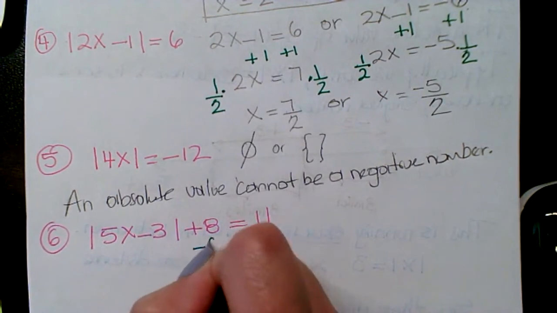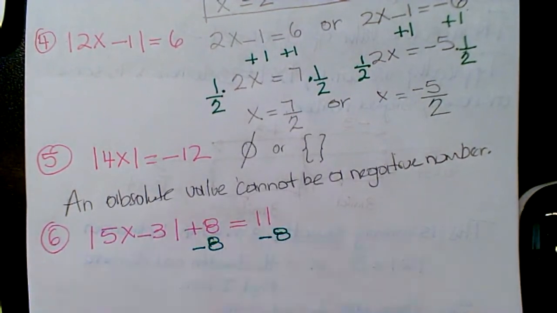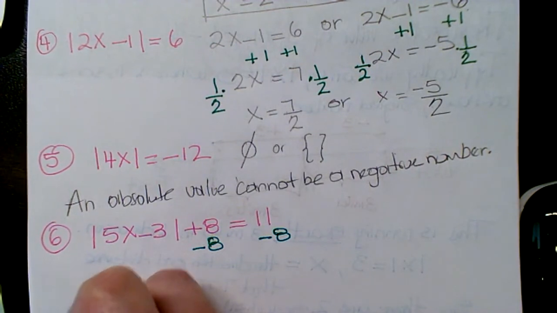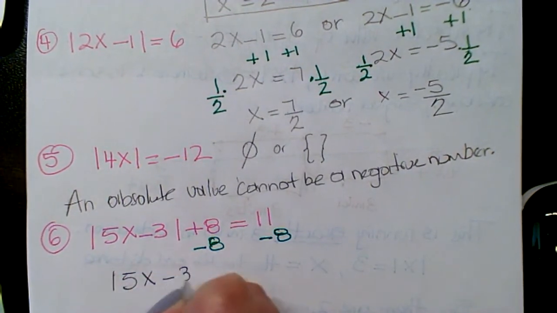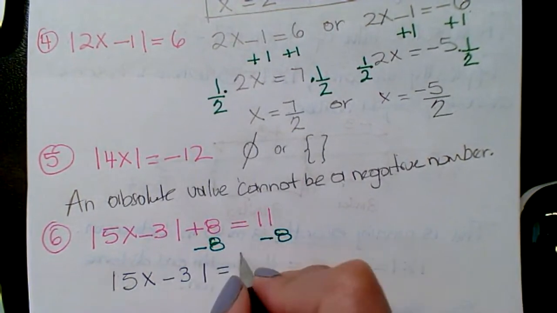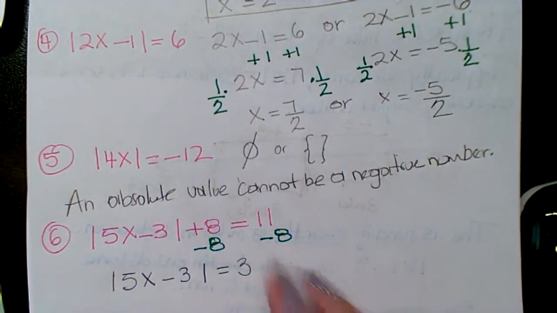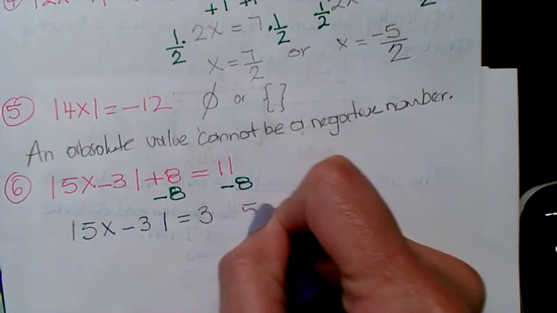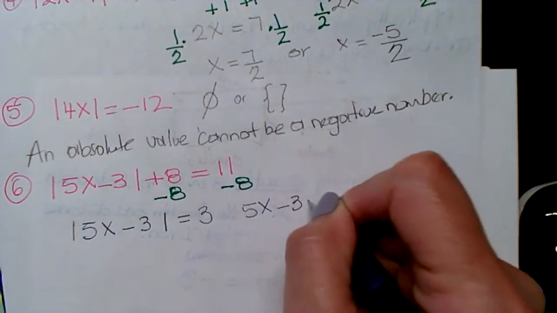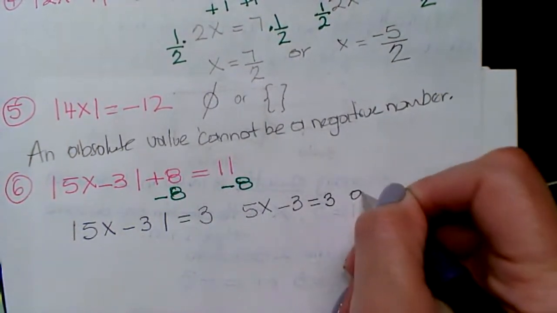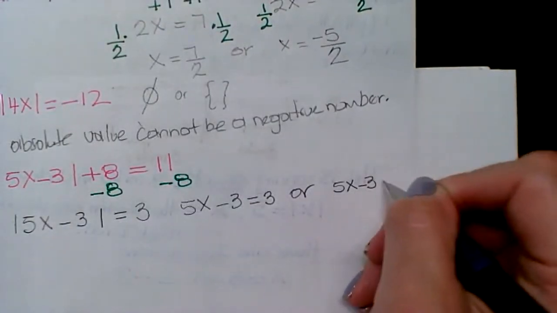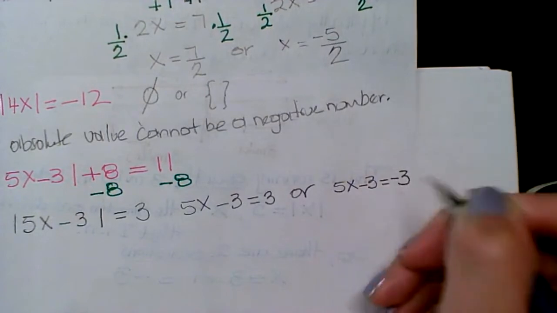I'm going to make a 0. So this is going to be the absolute value of 5x minus 3 equals 3. Right here, I can write down the compound sentence. So it's going to be 5x minus 3 is equal to 3, or 5x minus 3 is equal to negative 3.